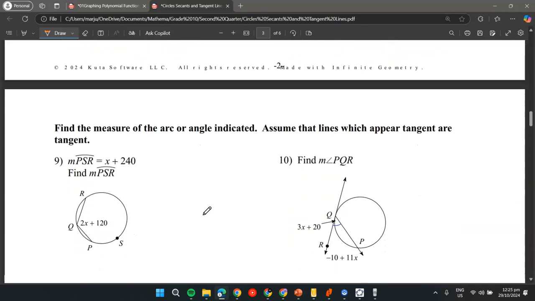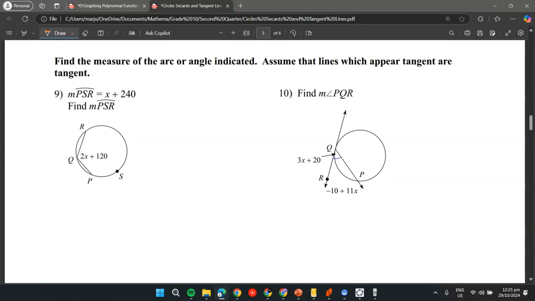Let's do number 9. So again, we are going to solve for x and then solve for the actual value. So the same thing. This is an inscribed angle, so that is half of the arc. So the measurement of the arc PSR is equal to x plus 240. We are asked to find the actual measurement of that arc.